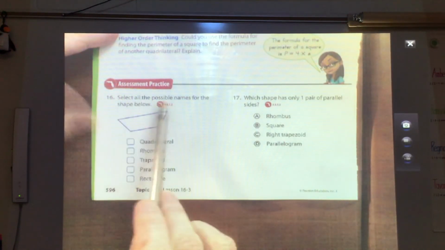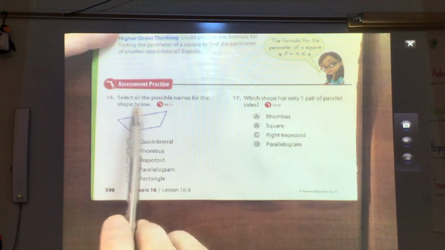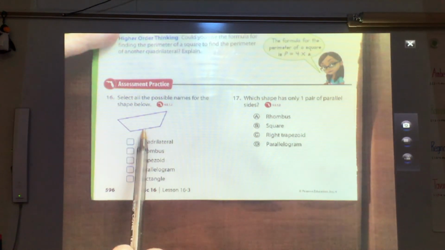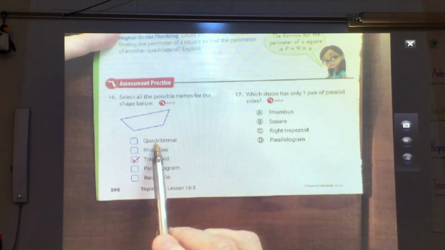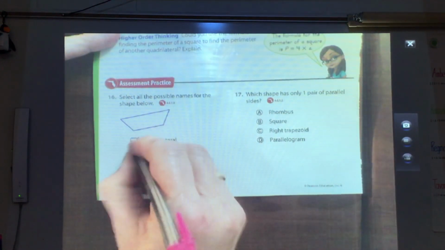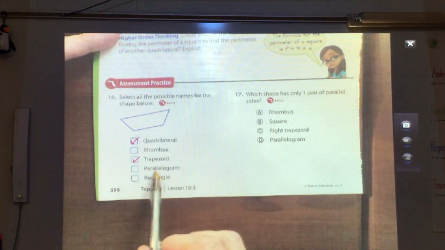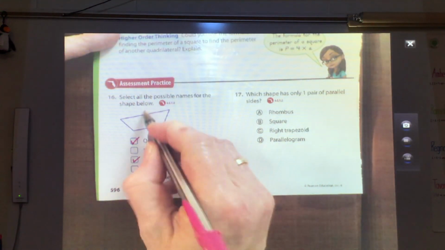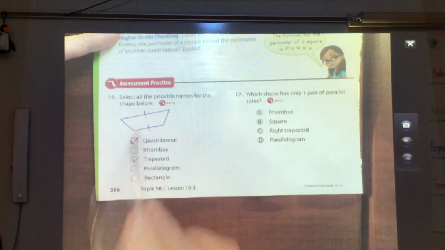It says to select all the possible names for the shape below. And if you look back at your chart, you'll see that this shape looks like a trapezoid. So we're going to go ahead and mark that trapezoid. Can it be a quadrilateral? It has 4 sides, so that's definite. A rhombus is supposed to have 4 equal sides, so it doesn't follow that rule. A parallelogram has to have 2 sets of parallel sides, and this shape only has 1 set. And a rectangle has to have right angles, so it can't be a rectangle either.